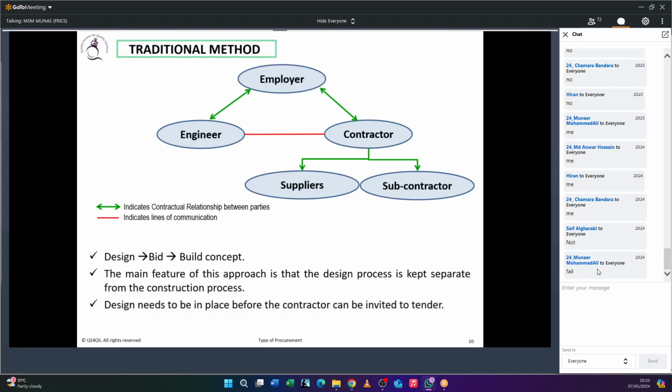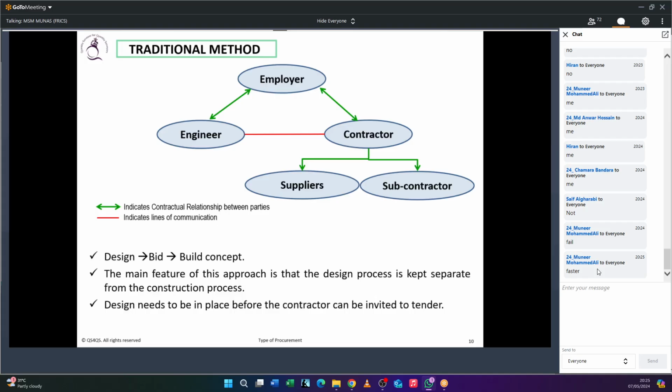You're going to go for design ready. Now tell me, the employer is hiring the design team, who are experts in design. They are hiring or selecting the contractor who is an expert in construction. So once the design is done, only then does the bid start. So what is the advantage of this kind of traditional procurement route? Can you all say one by one?